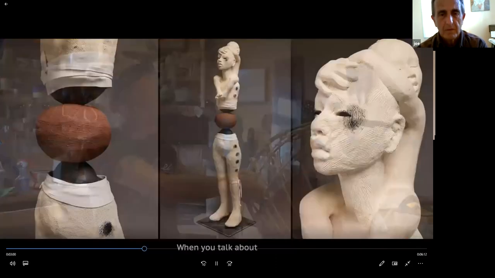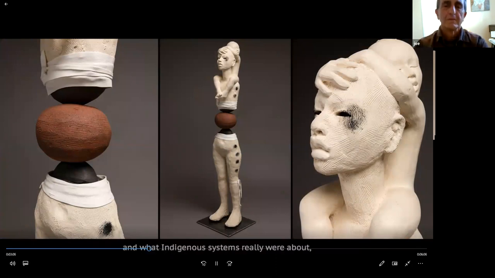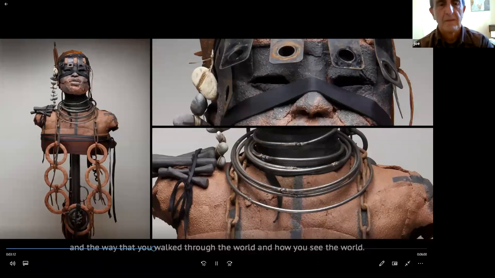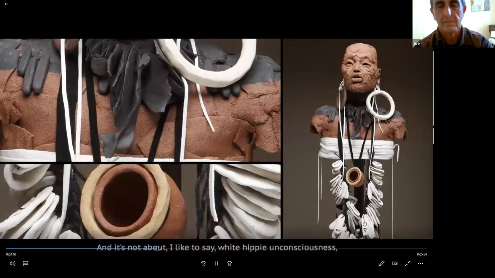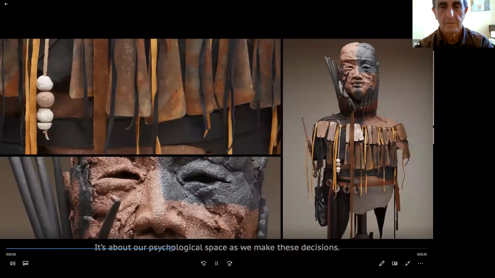And when you talk about patterning and pattern understanding and how the natural world works and how indigenous systems really were about, that it was rooted first and foremost in spirituality and the way that you walk through the world and how you see the world. And it's not about, I like to say, white hippie unconsciousness, where I'm gonna walk into the room and stink and not, I don't know, excuse me for saying that, but like, you know, it's not about that. It's actually something bigger. And it's about our psychological space as we make these decisions.